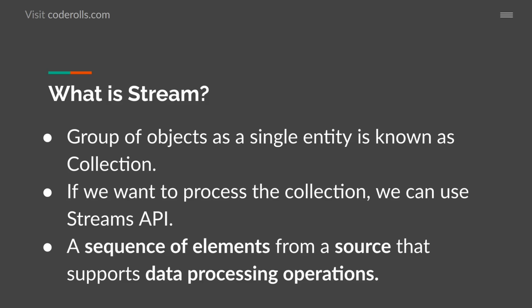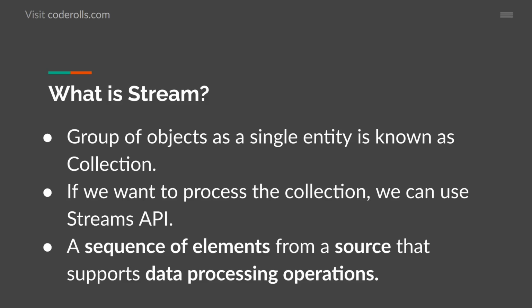Now we know that a group of objects as a single entity is called a collection, and if we want to process that collection we can use the Stream API. But what is the meaning of streams then? A sequence of elements from a source that supports data processing operations can be called a stream. Now we will elaborate this definition.